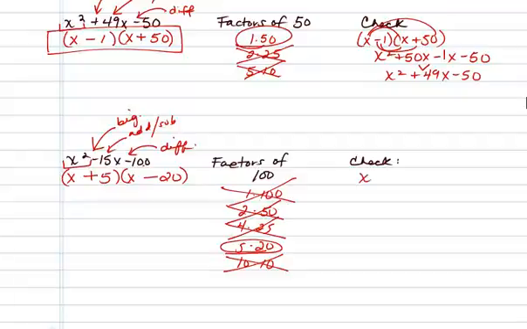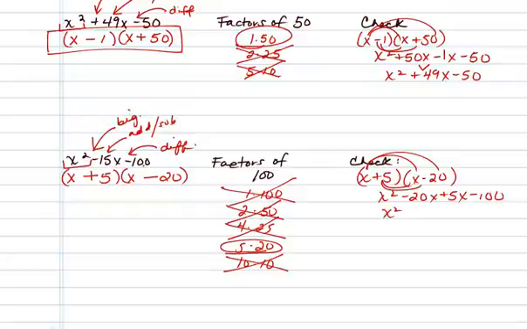So do FOIL to double check. Minus 15x. Does it check? Yes. So that's what factored form would look like.